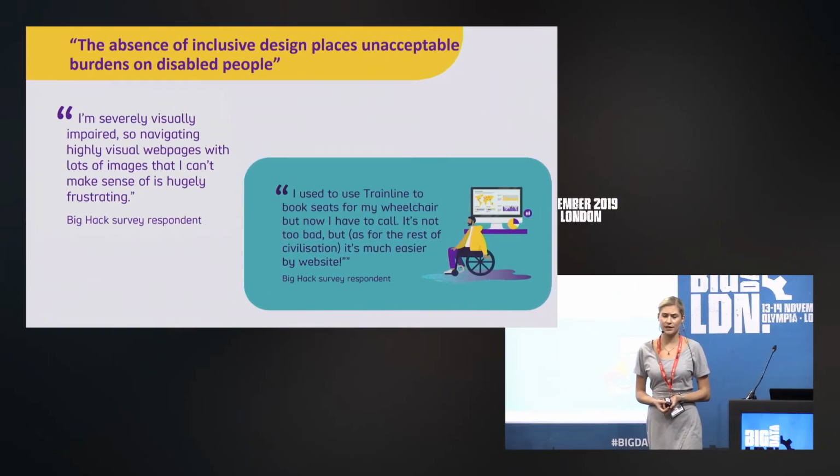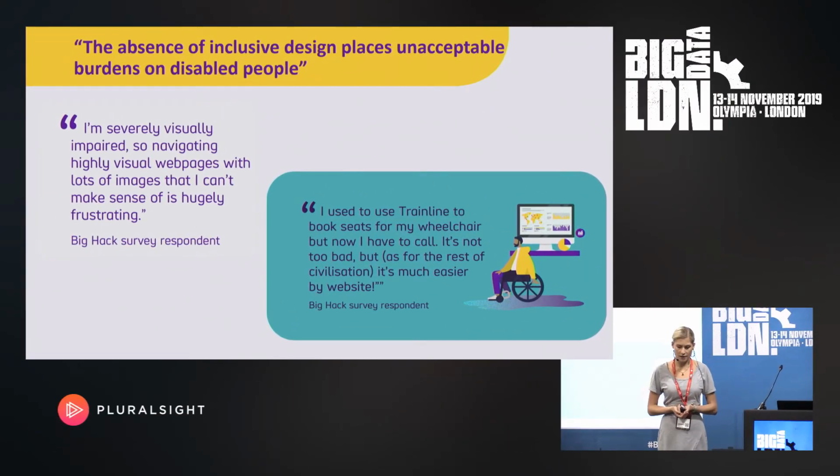So we have a crowdsourcing tool where we ask people to report inaccessible experiences online and ask them to tell us a bit more about what their experiences are. And here are some of the things that we've heard. I'm severely visually impaired, so navigating highly visual web pages with lots of images that I can't make sense of is hugely frustrating. The thing is, this is quite an easy fix because you can actually tag any images that you put onto your website so that someone with a screen reader can understand what that image is. And it's really tough when shopping if there are no product descriptions if you're using a screen reader.